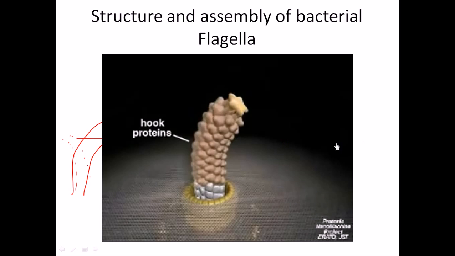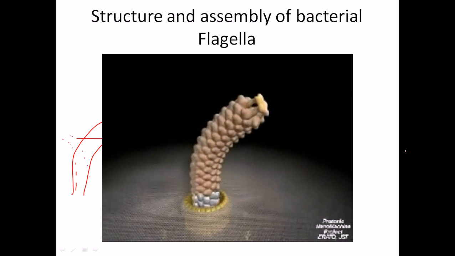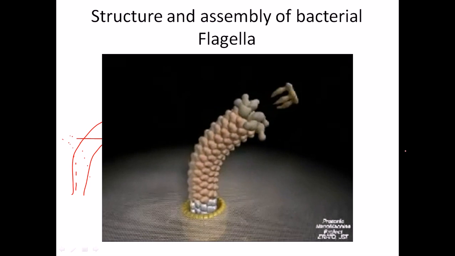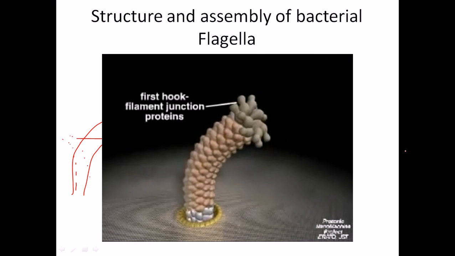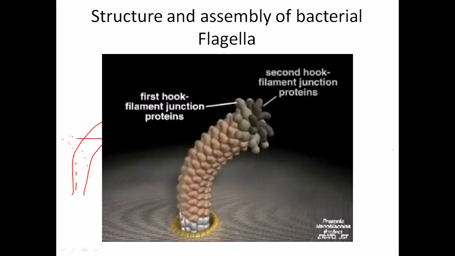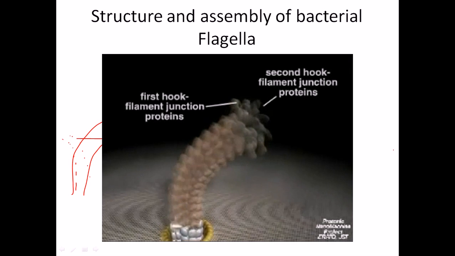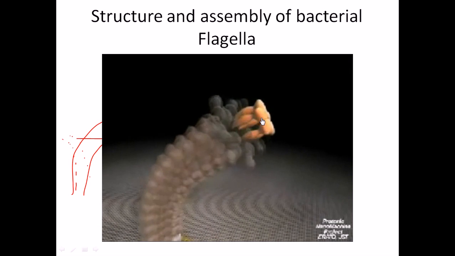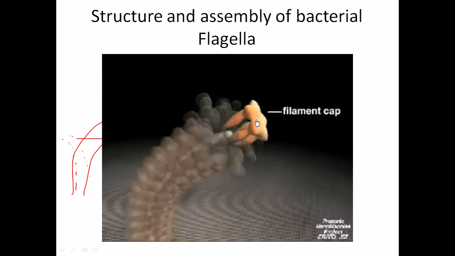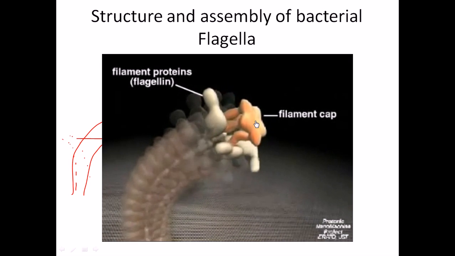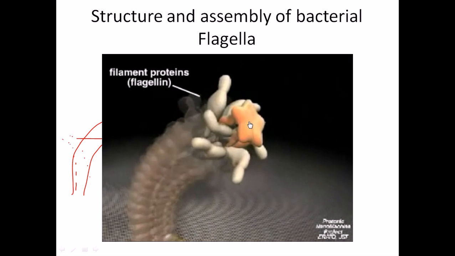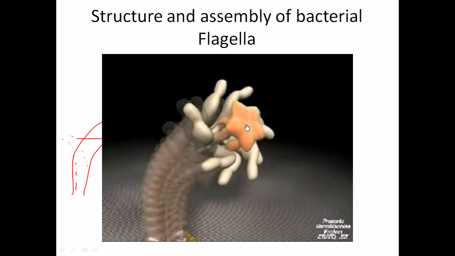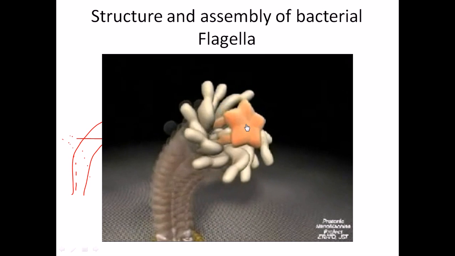Okay. After the hook is assembled, the hook cap dissociates, and a series of junction proteins assemble between the hook and future filaments. Finally, yet another cap is built, and filament proteins assemble. Like the rod and hook proteins, they travel through the hollow channel inside the filament to reach the distal end.